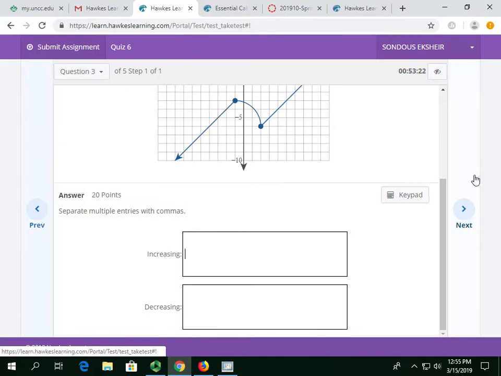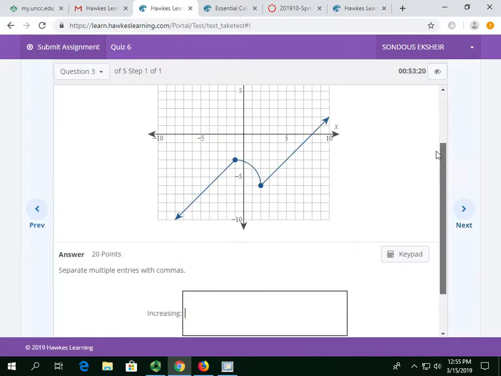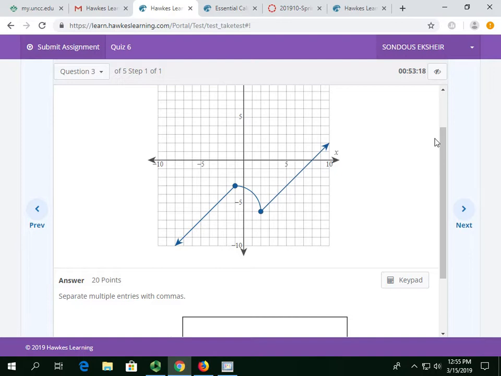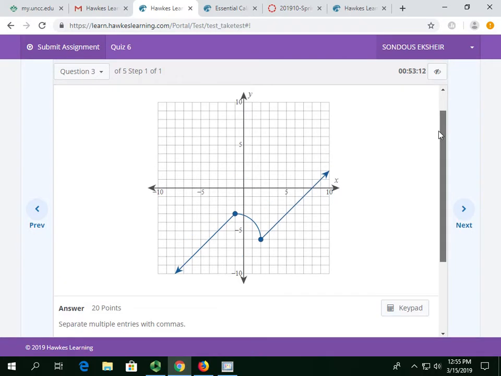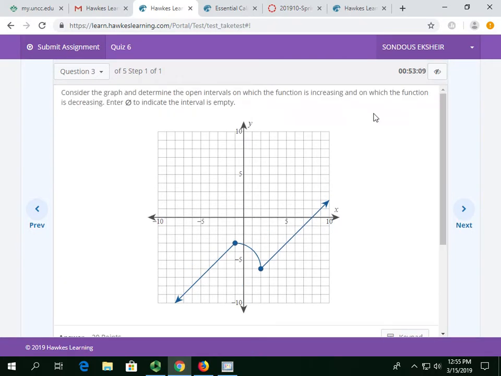All right, this one's kind of nice because they gave you a picture. Now, you're supposed to look at this problem. Let me just slide it all the way to the top here so you can read this. Consider the graph. Determine the open intervals on which the function is increasing and the function is decreasing. Enter the empty set symbol, 0 with a line through it, to indicate intervals that are empty. Okay, let's take a look at this one.